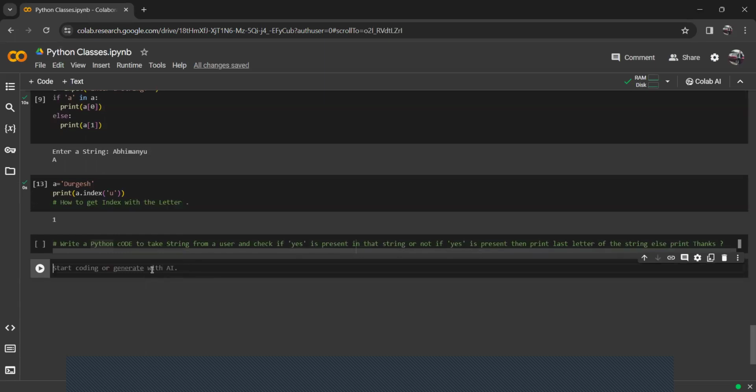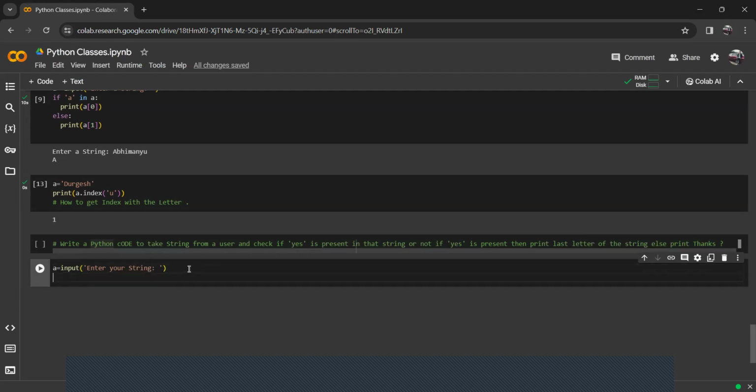Yes, sir. Okay, Pratik, we'll start from scratch. First thing, we will take user input. So how to take user input? I will take a variable A and write input here. Now we will give a message to the user so that he can understand, so I will write "enter your string", or any message that I want to give.